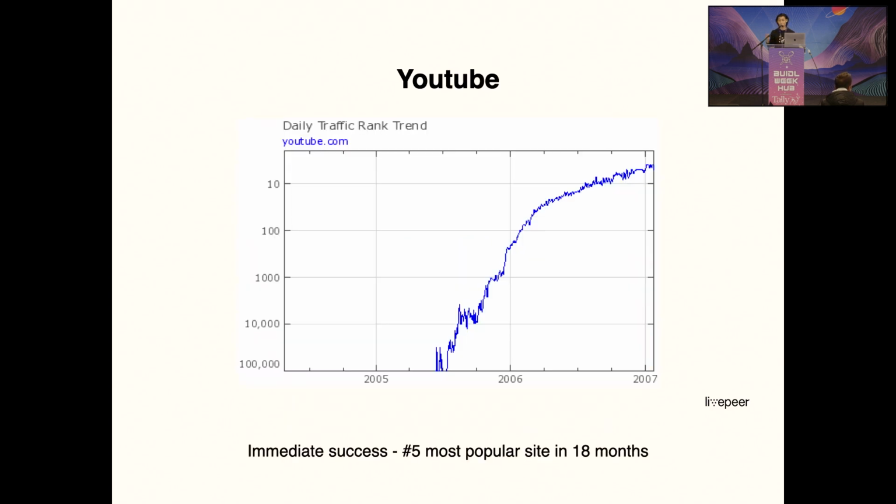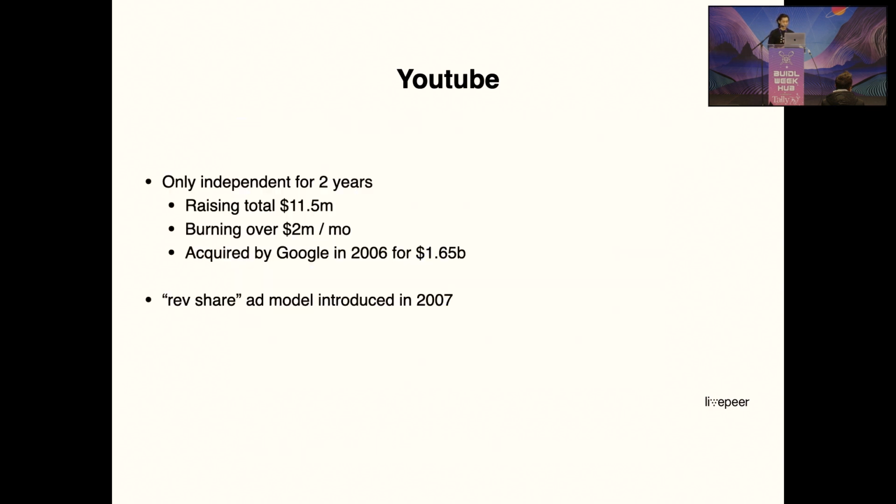The application quickly took off. Within 18 months, it became the 5th most popular website in the world. And within that time, it became the fastest growing website the internet has ever seen. Some interesting facts about this platform: it was actually only independent for about 2 years. Think about that short amount of span.